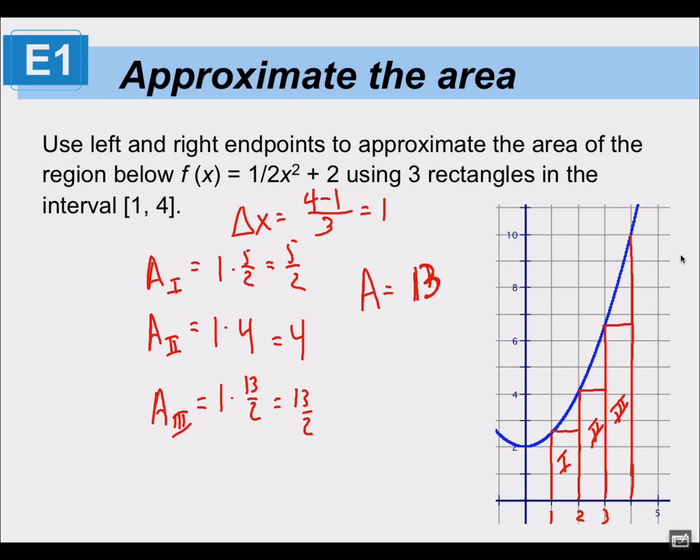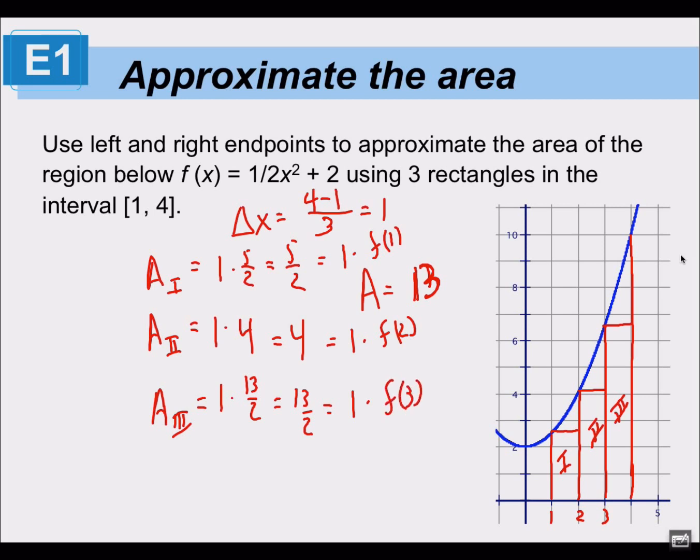Okay, before we move on, is anybody confused? What do you got? So you found area 1 by plugging 1 back into the original equation, correct? Correct. And this is the same thing as 1 times f of 1. This was 1 times f of 2. This is 1 times f of 3.